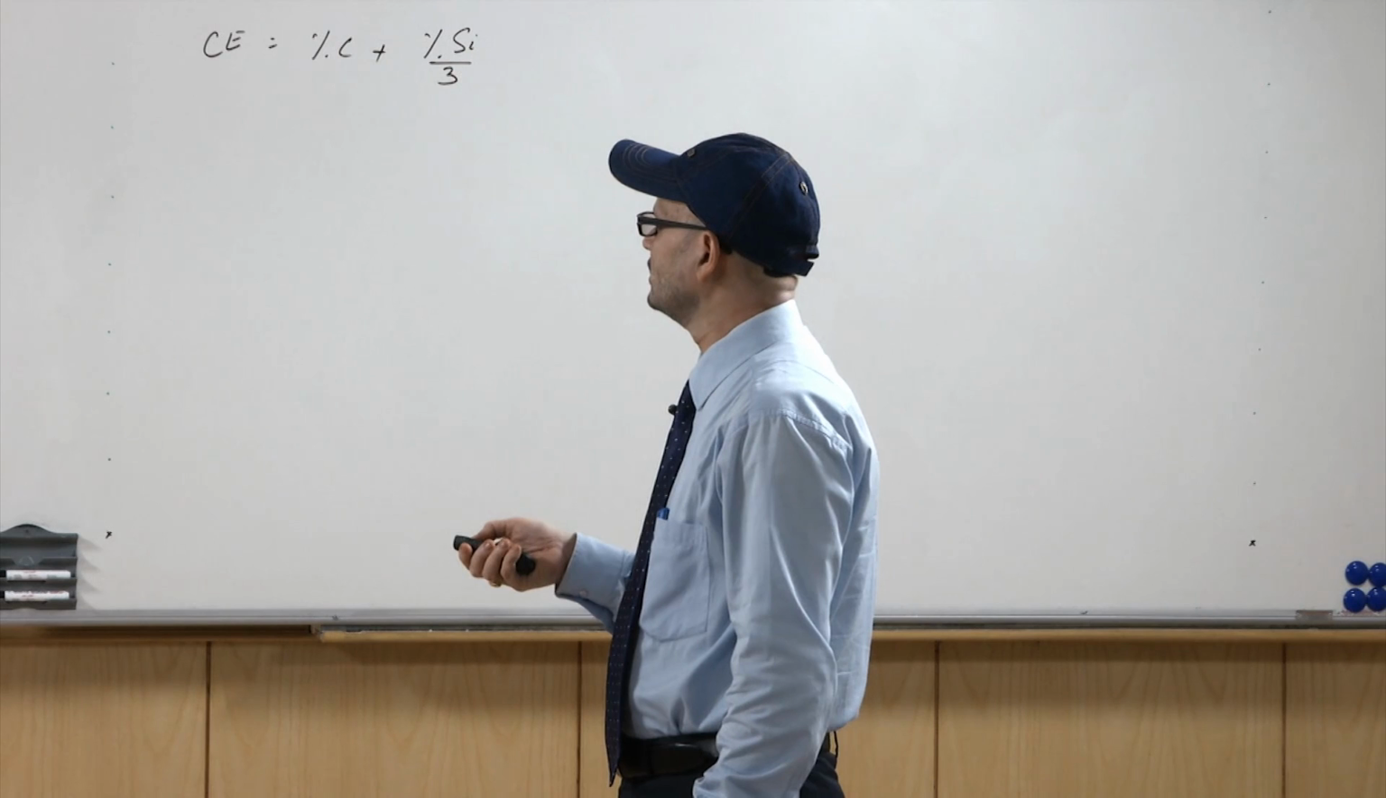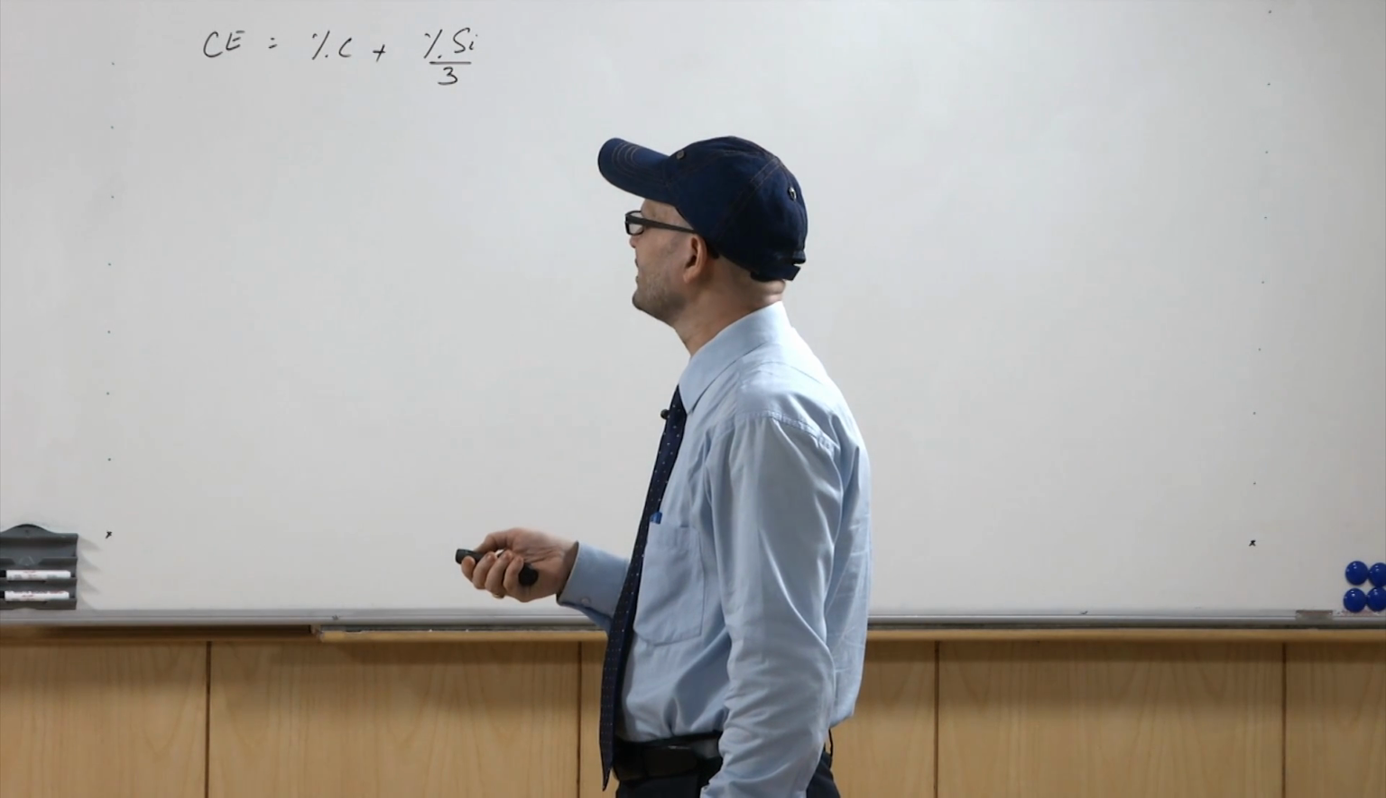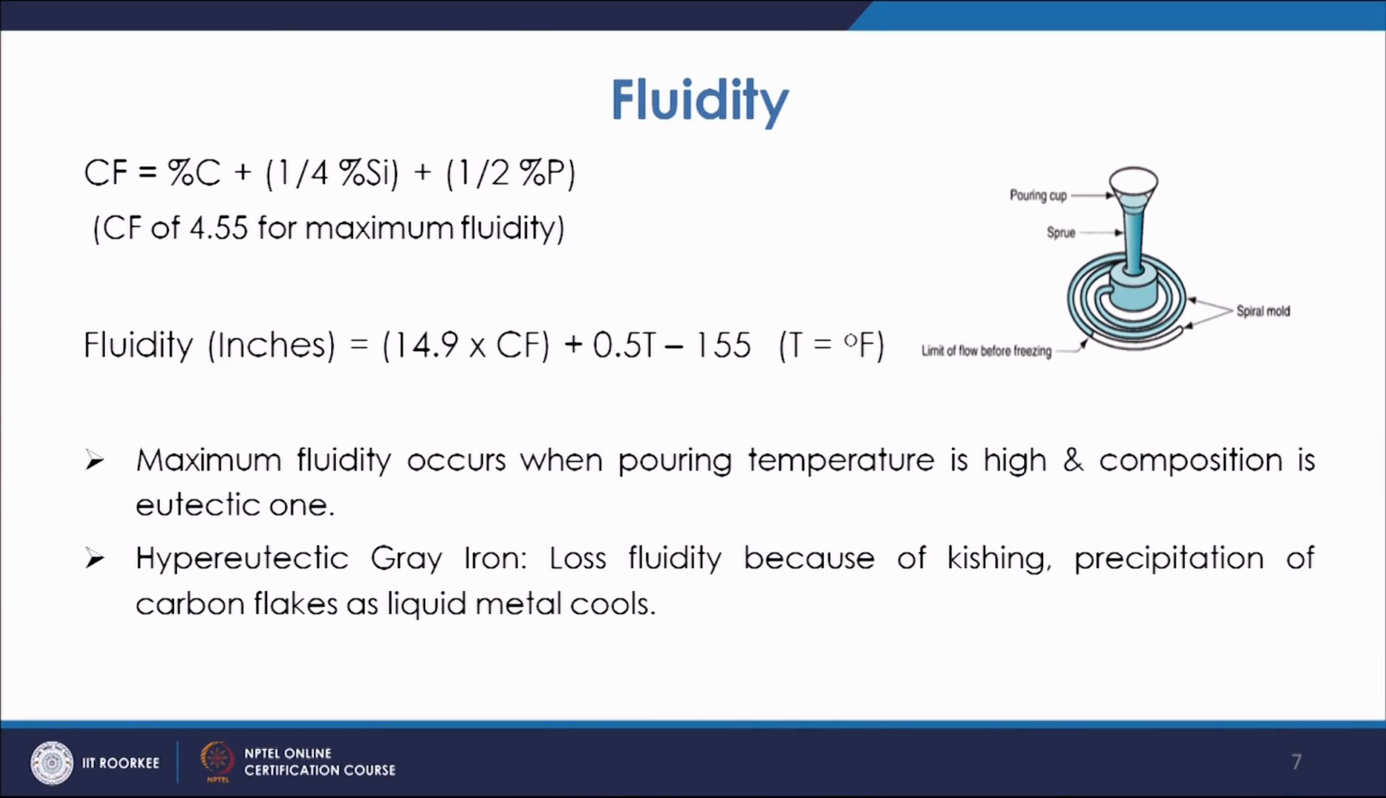So the fluidity is dependent upon the temperature and the composition factor. If the temperature is high, the fluidity will be high. If the composition is eutectic, the fluidity will be maximum. Once it goes above the eutectic point, that is the hypereutectic case, the fluidity decreases because of the kish process, because of the formation of this graphite which is occurring.